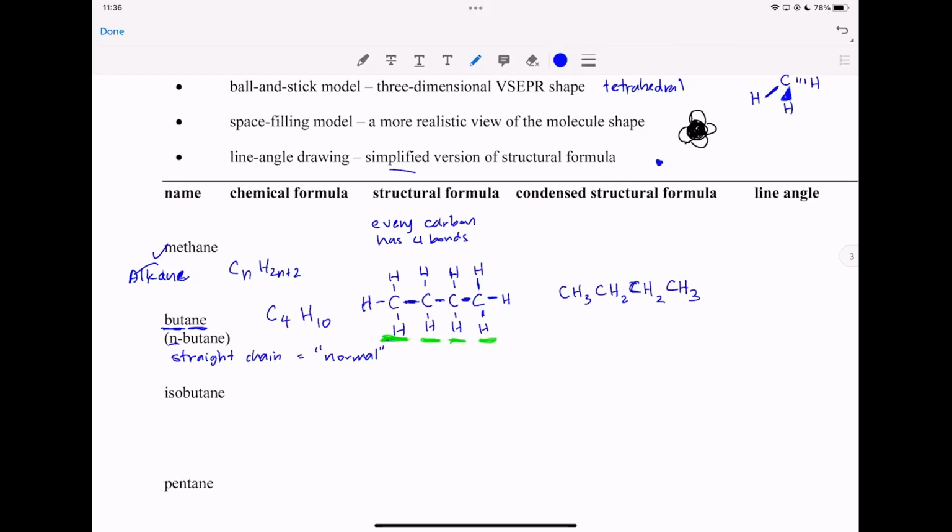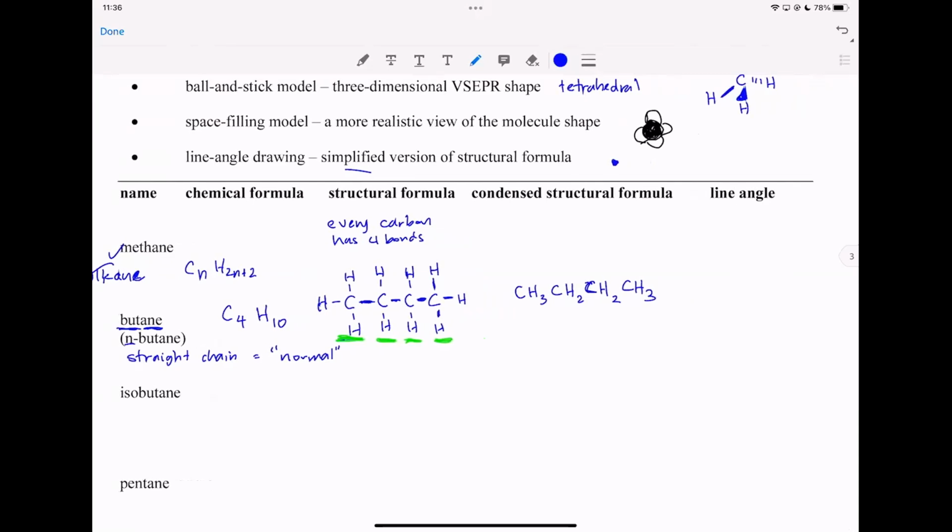Okay, converting that to the line angle drawing is just taking each carbon and making it a dot and then connecting the dots. So this is 1, 2, 3, 4 carbons, and that would be the CH3, CH2, CH2, CH3.